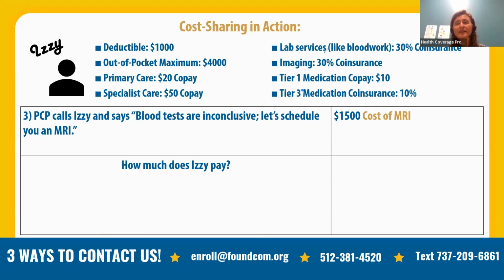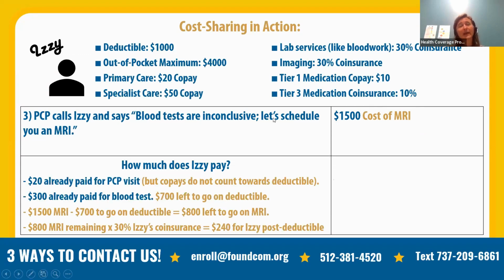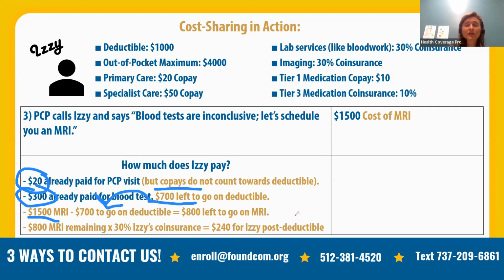And since Izzy has already met some of that deductible, how much does Izzy pay? So here we've got some equations. Izzy already paid $20 for the primary care doctor visit, but copays do not count towards the deductible. So we've got $300 paid for the blood test. So we've got $700 left to go on the deductible. The MRI costs $1,500, but we subtract the $700. So there's $800 left on this MRI that Izzy needs.